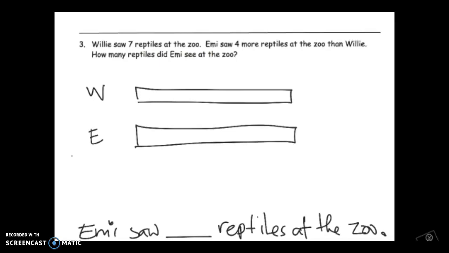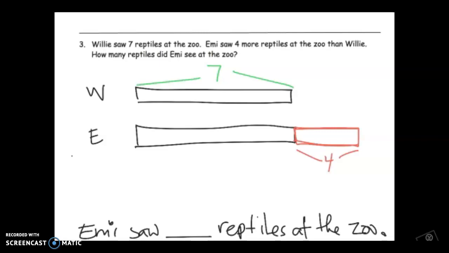That's step 2. Step 3 is let's start modifying these tapes based on the problem. So Willie saw 7 reptiles. Well, there you go. We now know, let's make it green because that's fun. Okay, because they're reptiles. That length is 7. Emmy saw 4 more reptiles. That means we need to extend her tape diagram a little bit. And that little piece right here is 4.